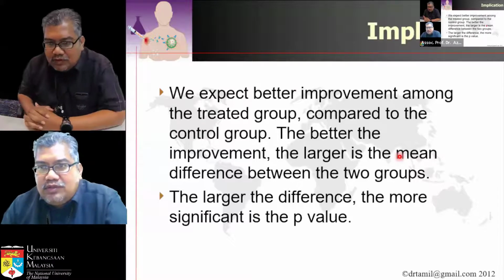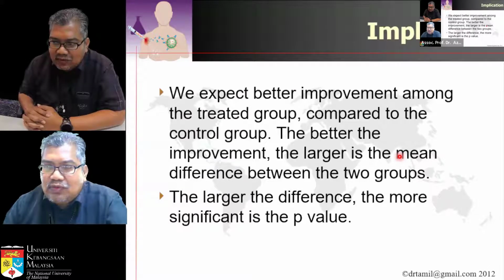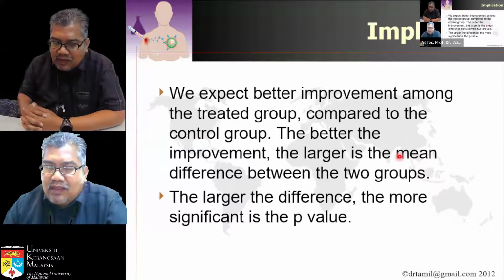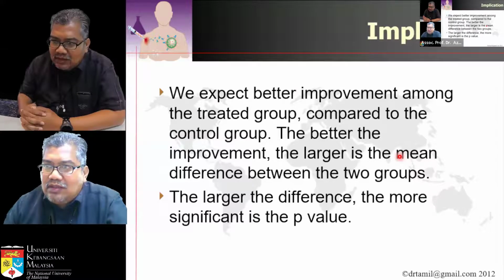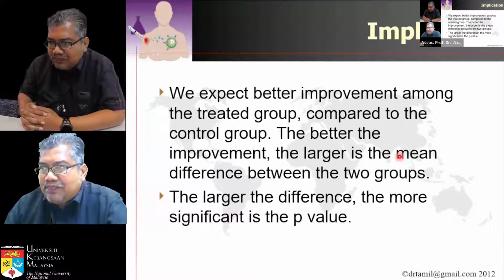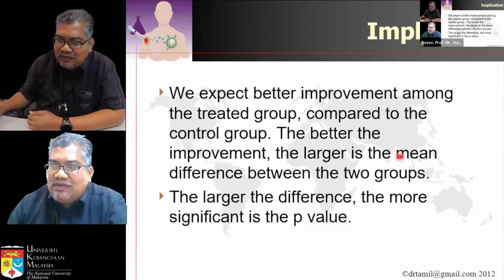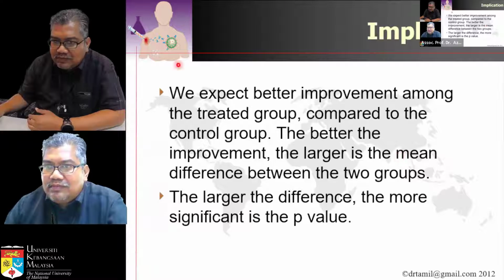Okay. So usually, the implication is we expect better improvement among the treated group compared to the control group. For example, if one group is treated with bisoprolol and the other group is treated with IJMP, we expect the group treated with bisoprolol to have much better heart rate and much better BP compared to those given IJMP. The better the improvement, the larger the mean difference between the 2 groups. And the larger the difference, the more significant the p-value. What is the meaning of that? The p-value becomes smaller.